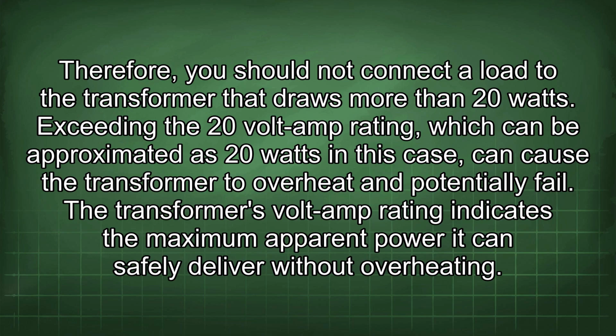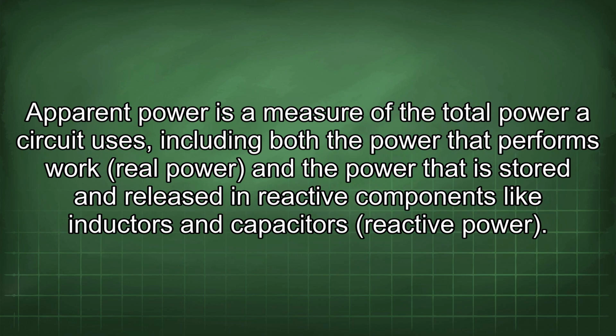Exceeding the 20 volt-amp rating, which can be approximated as 20 watts in this case, can cause the transformer to overheat and potentially fail. The transformer's volt-amp rating indicates the maximum apparent power it can safely deliver without overheating. Apparent power is a measure of the total power a circuit uses, including both the power that performs work, real power, and the power that is stored and released in reactive components like inductors and capacitors.